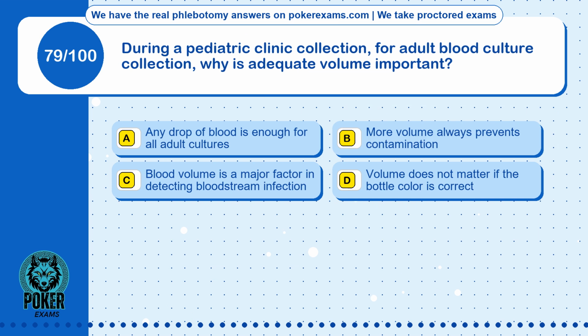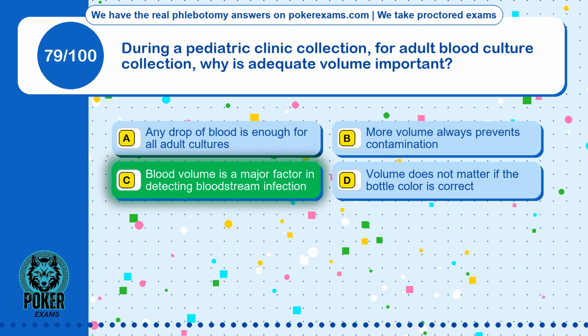Question 79. During a pediatric clinic collection, for adult blood culture collection, why is adequate volume important? Option A. Any drop of blood is enough for all adult cultures. Option B. More volume always prevents contamination. Option C. Blood volume is a major factor in detecting bloodstream infection. Option D. Volume does not matter if the bottle color is correct.